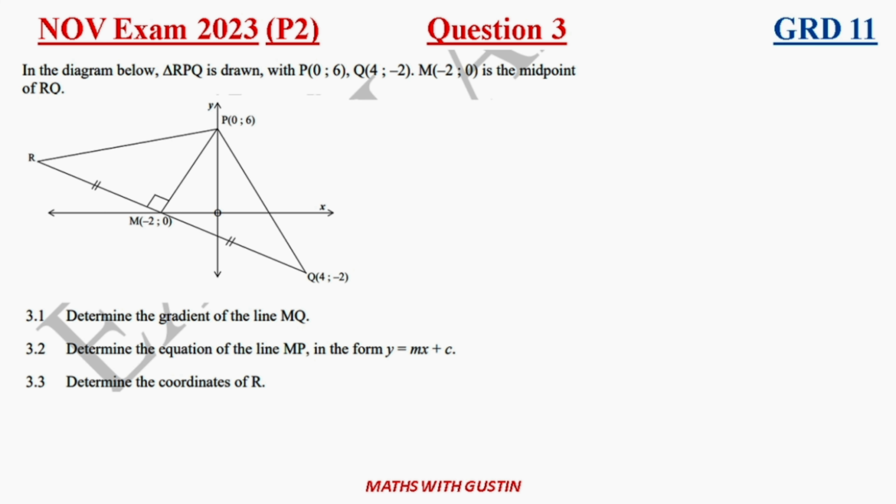In this diagram, they said in the diagram below are triangle RPQ. Let's see, here it is. We see the triangle with coordinates given: S is (0, 6), Q is (4, -2), M is (-2, 0), where M is the midpoint of this line here, RQ. So this is the midpoint. As we can see, they already marked that for us.